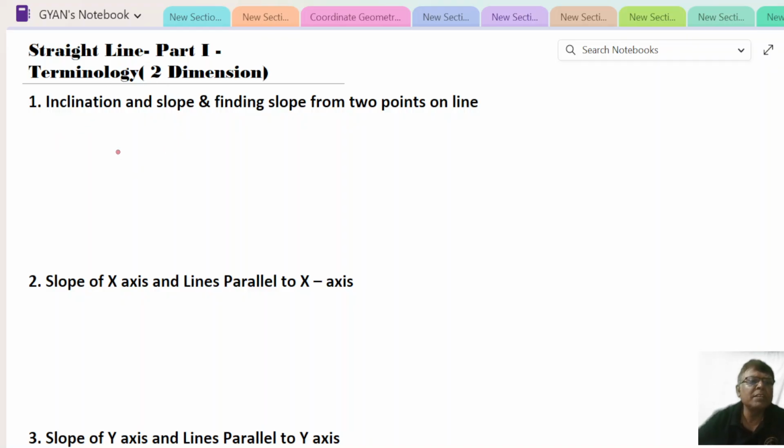Here we learn some terminology of two-dimensional coordinate geometry. So first is inclination. What is inclination? Suppose this is the x-axis and this is the y-axis. Suppose this straight line is there, then this angle or maybe this angle is called inclination.